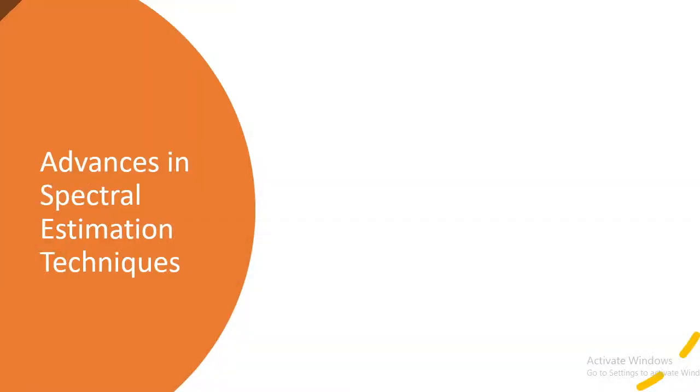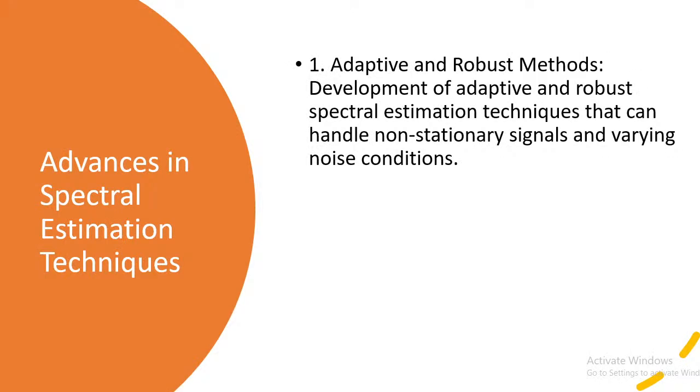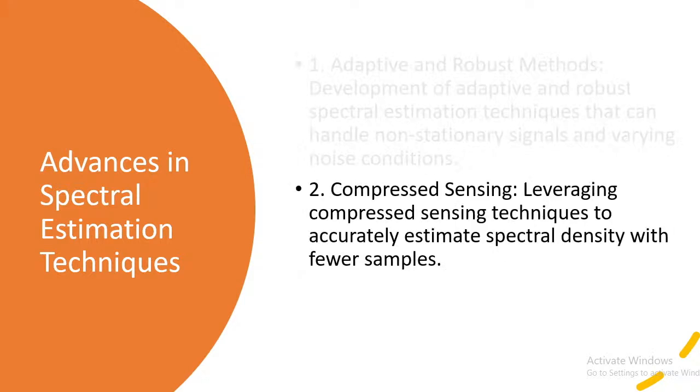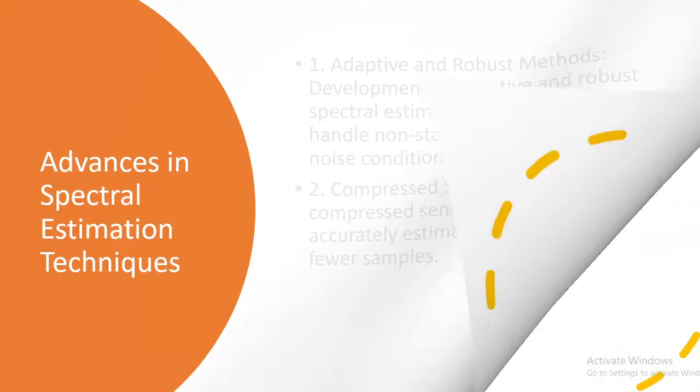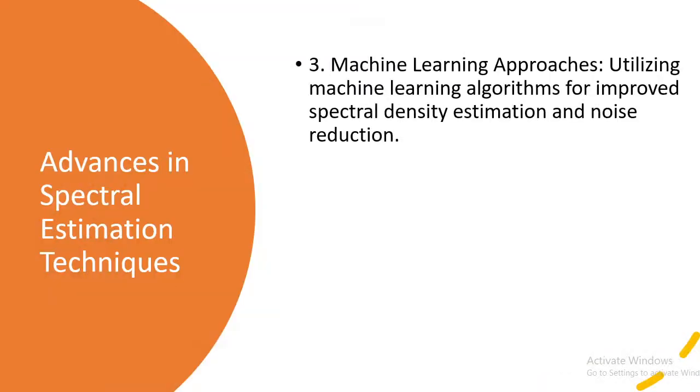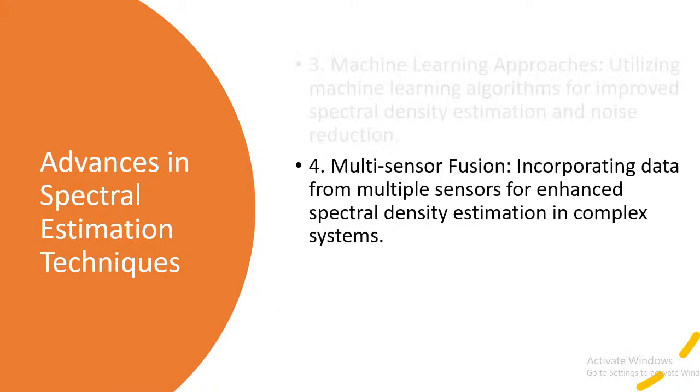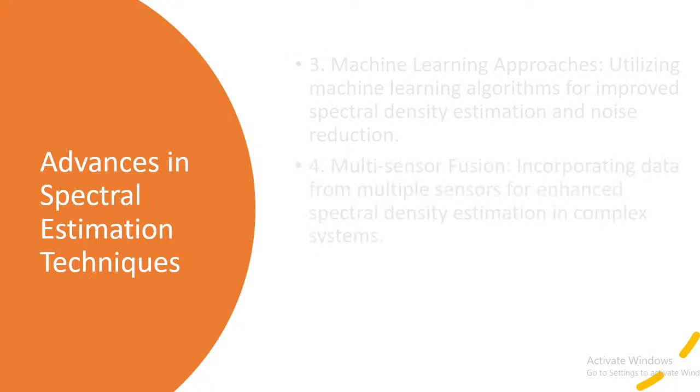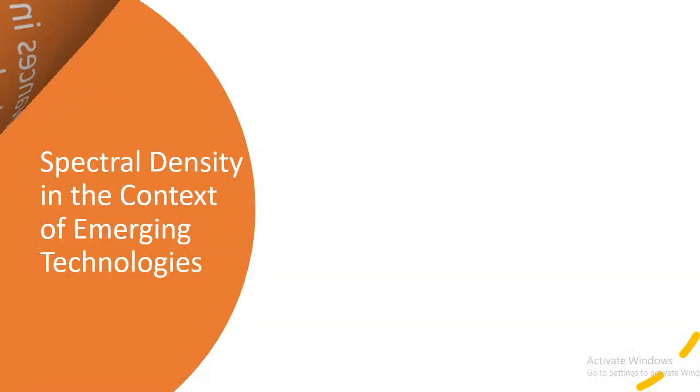Next. So there have been advances like adaptive and robust methods. This is being researched. Compressed sensing of signals. This is being researched. Next. Then machine learning approaches. Nowadays, people are employing machine learning approaches, multi-sensor fusion. So collect data from multiple number of sensors, fuse them, and do an analysis.